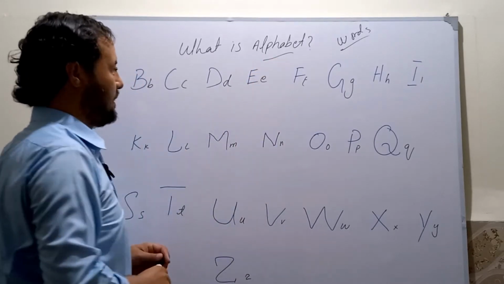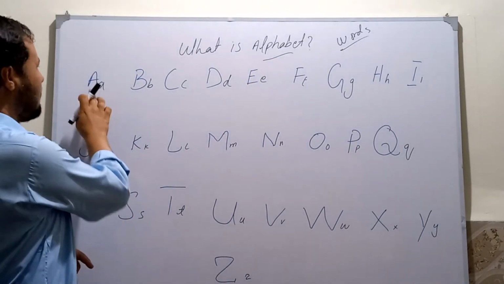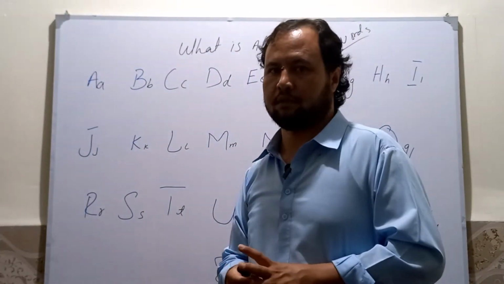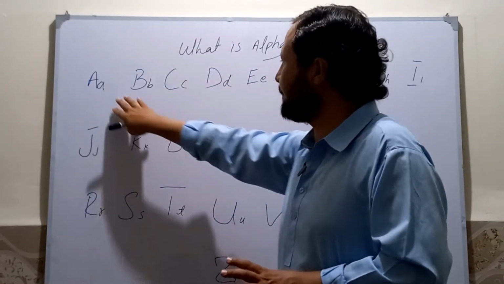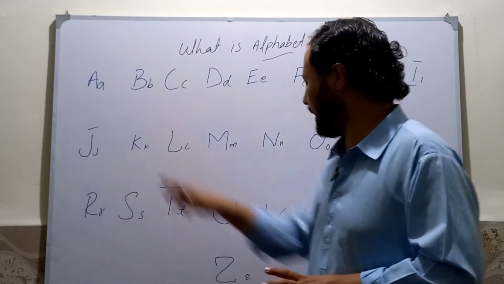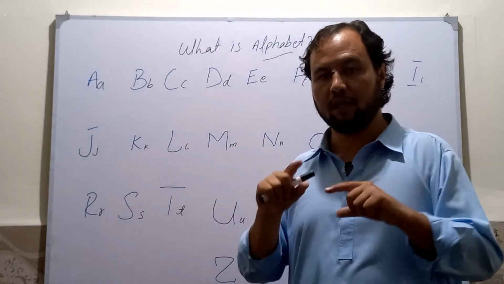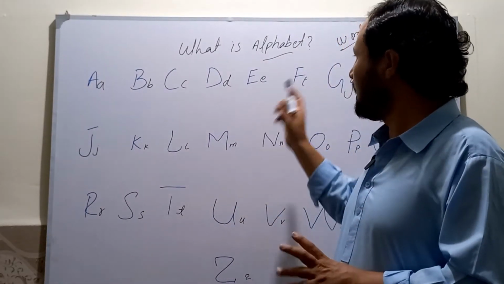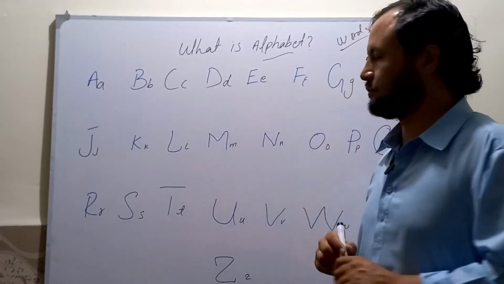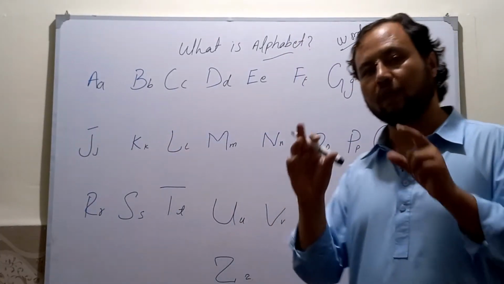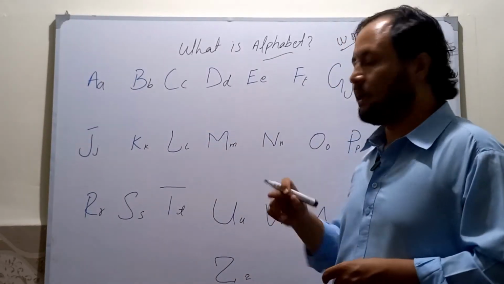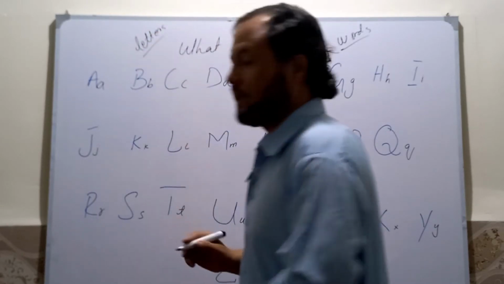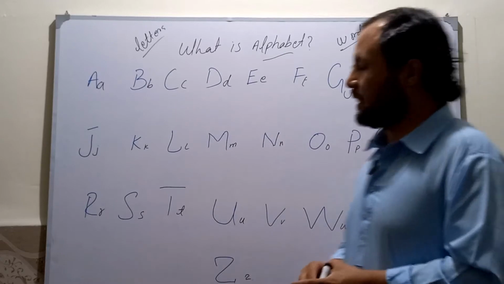First of all, what is alphabet? We have two kinds of alphabet: one is capital letters and one is small letters. If they are in sequence, for example from A till Z, we call them alphabet. And individually, we call them letters.